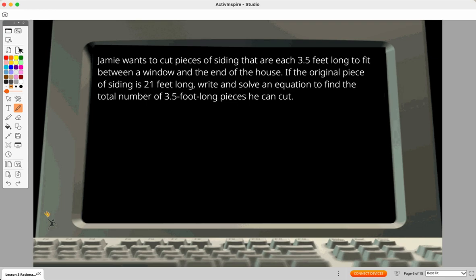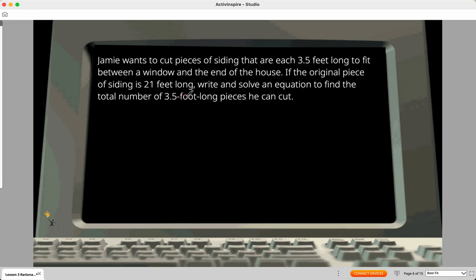All right, so let's give this one a try. Let's think our way through it. Write and solve an equation to find out the total number of pieces. Let's go with X equals pieces of siding. How many pieces of siding can Jamie cut?